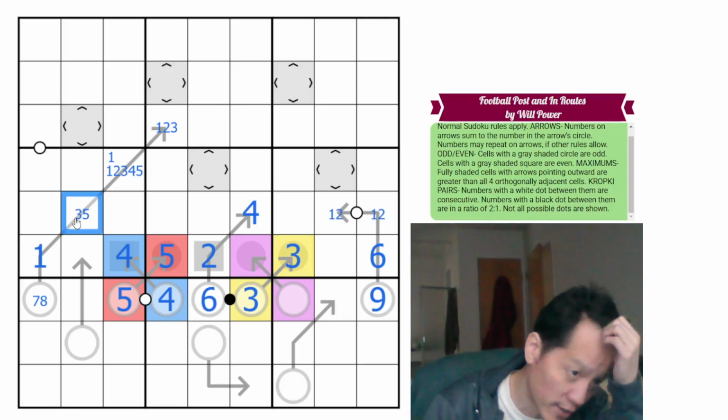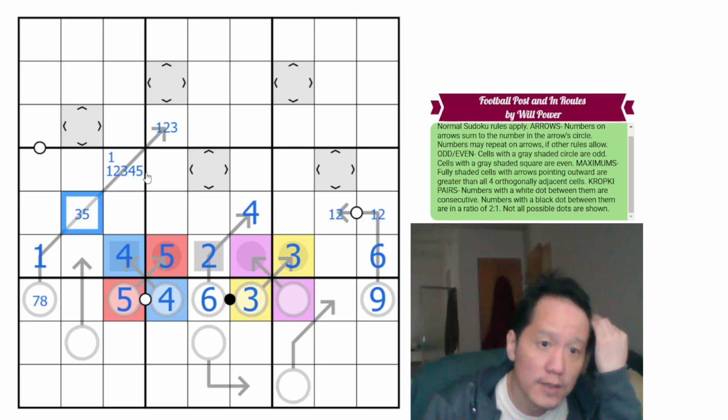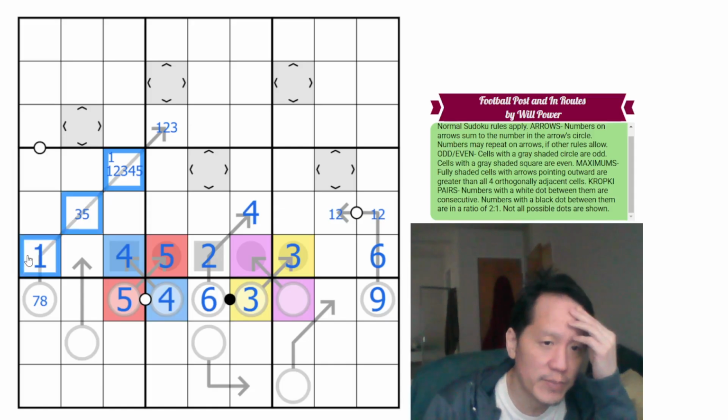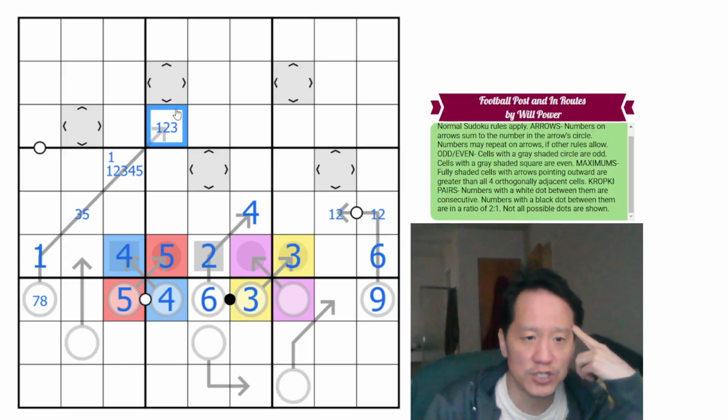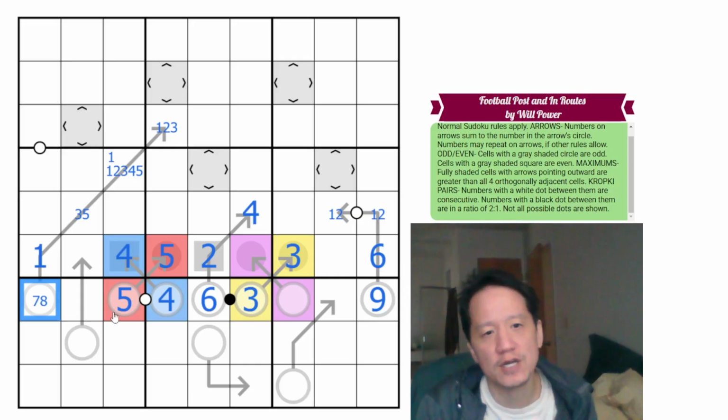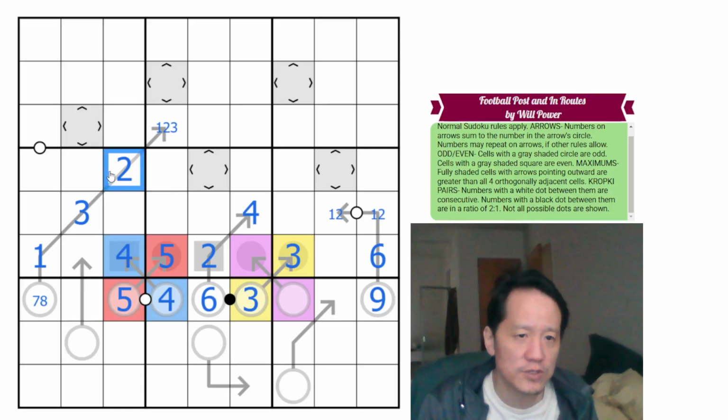If this were 5, that would be 1, 2, 5 at minimum, which would already add up to 8, not including this digit, which means this would have to be greater than 8, which is not possible. So this has to be 3, this has to be 2. So this adds up to 6, and this is 7 or 8. So this could specifically be 1 or 2 then.